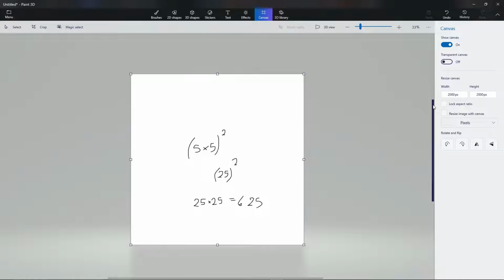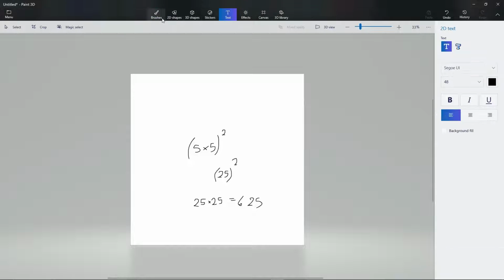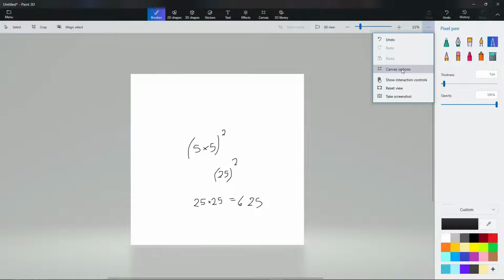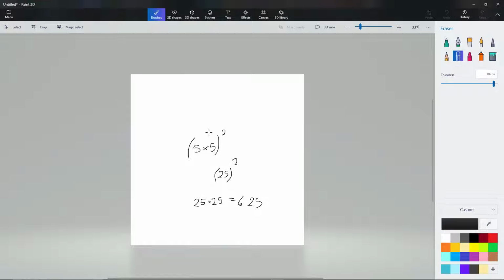Anyway, so there we have it. We have an example of a perfect square. Where is it? Oh my god, I'm already forgetting how to use this. Alright, so let's talk about what an example of a perfect square would be. Let's do another problem.